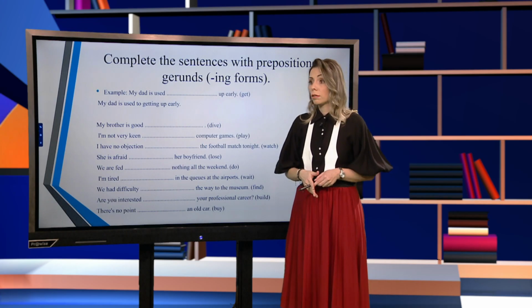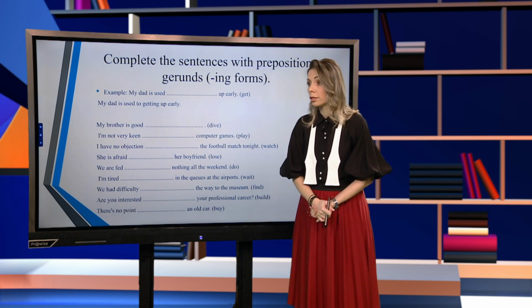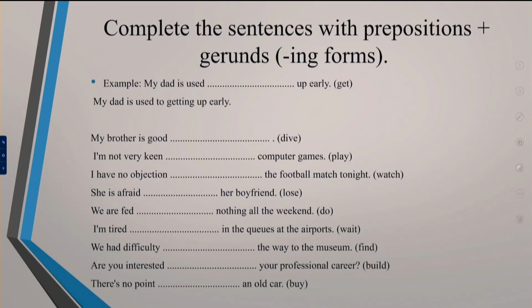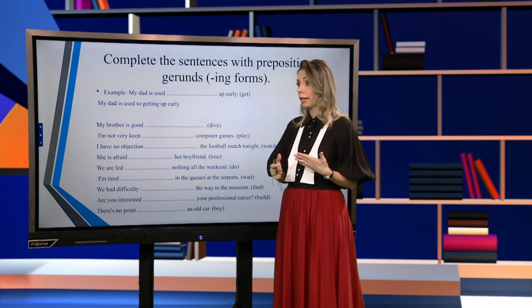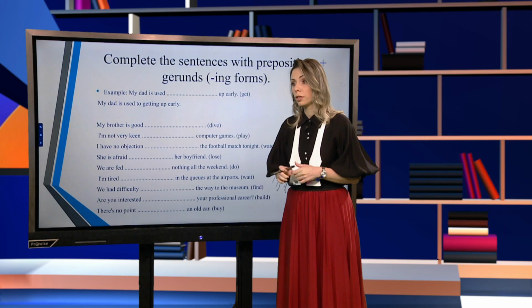We have here a task to complete the sentences with prepositions, I mean the gerunds, the ing forms. I wrote you an example. My dad is used to, and in the brackets you have the verb get. My dad is used to getting up early. So do not forget that the gerund form is used after some verbs with prepositions. Victor, may you start, please?